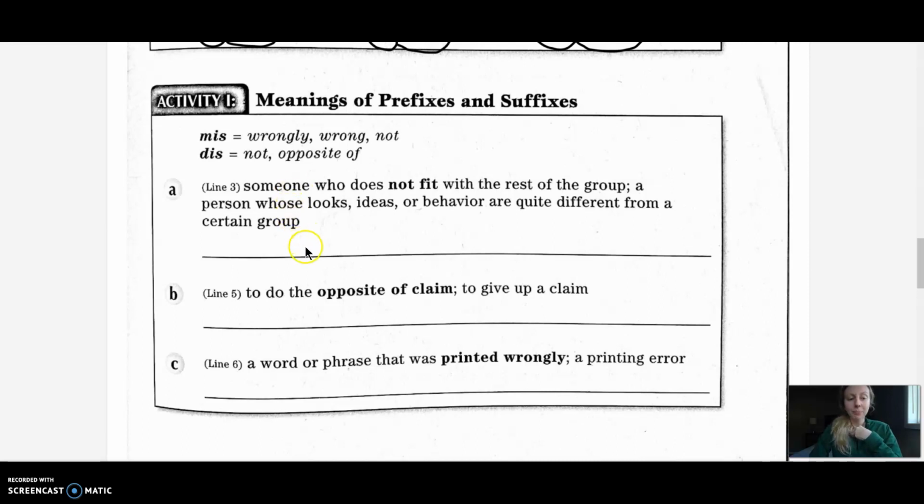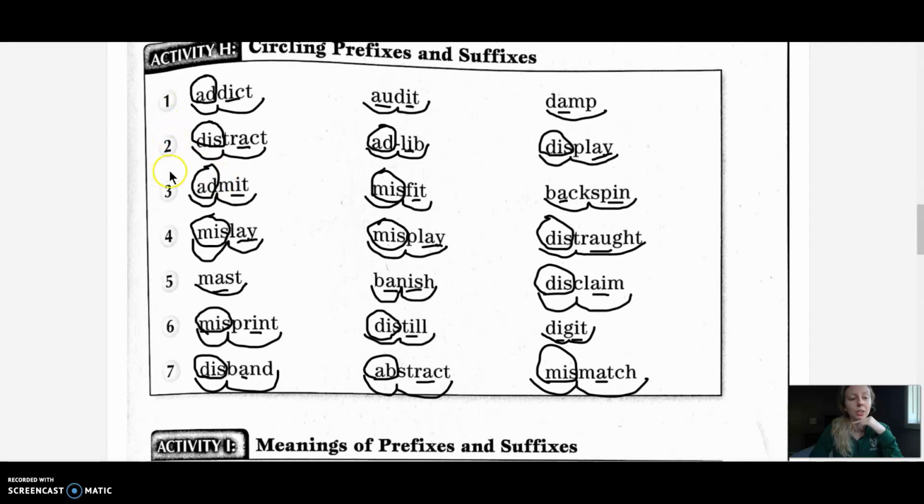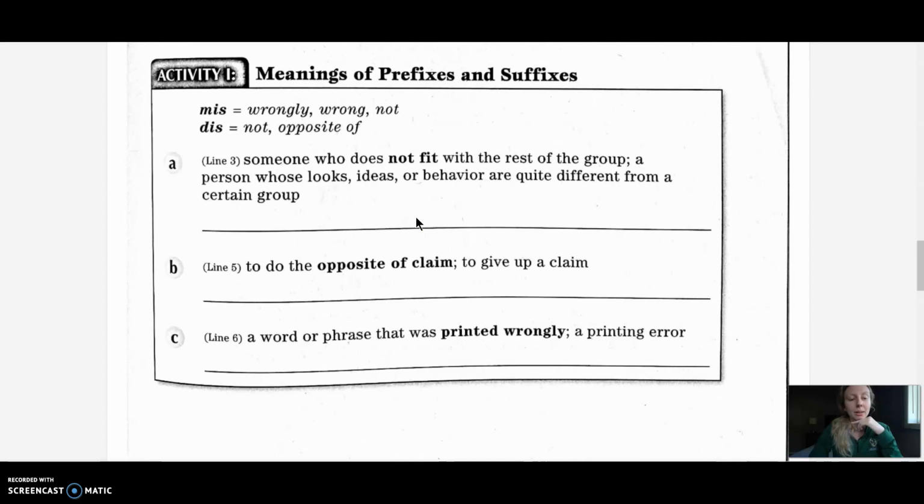So what we're going to do is we have problems A, B, and C, and it actually asks us to use the words from the activity before. So right here it says look on line 3. So we're going to go up here to line 3. See, it has numbers. So this is what it's talking about when it says line 3. So let's read what it says. It says, someone who does not fit with the rest of the group. A person whose looks, ideas, or behavior are quite different from a certain group. So we're going to go to line 3.